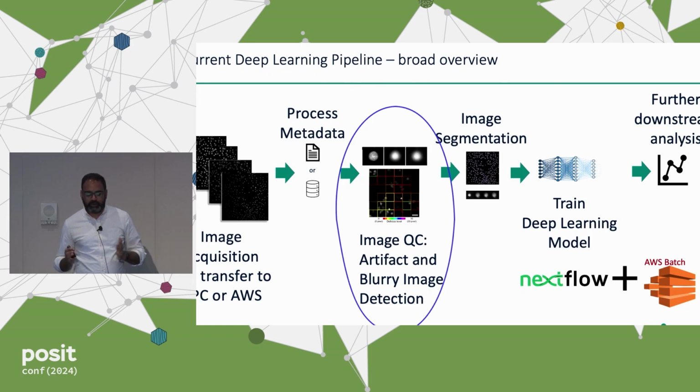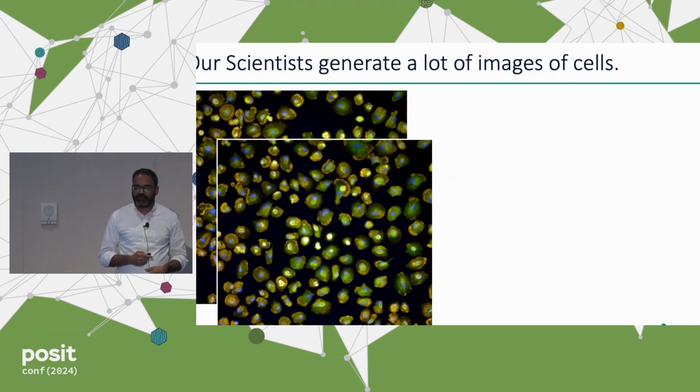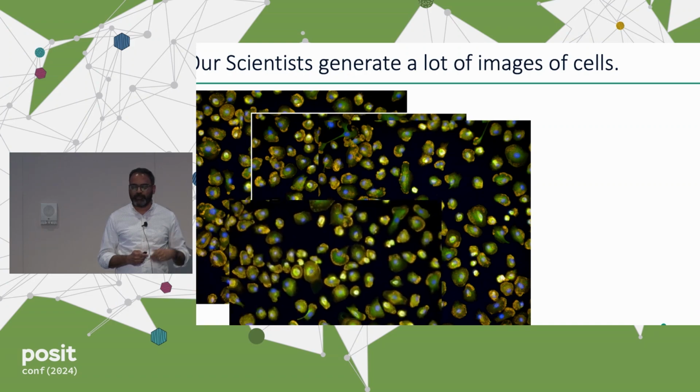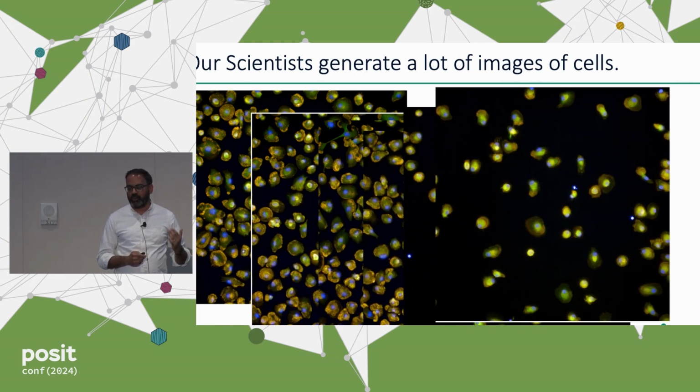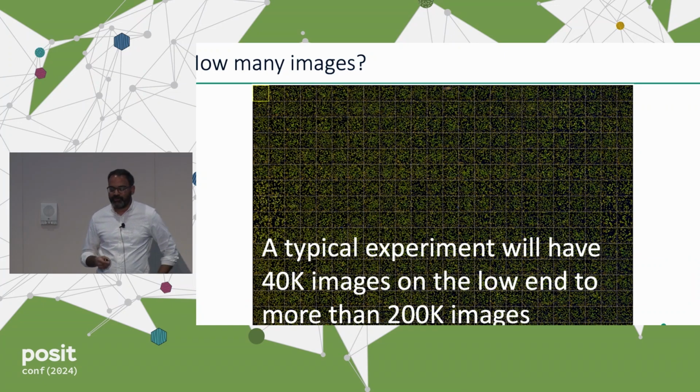Because you don't want garbage in deep learning models, because you don't want to get garbage out. So our scientists generate a lot of images. They look like this, this, and this. So you get the picture. A lot of images. How many images? Well, an experiment could have about 40,000 images on the low end to more than 200,000 images.